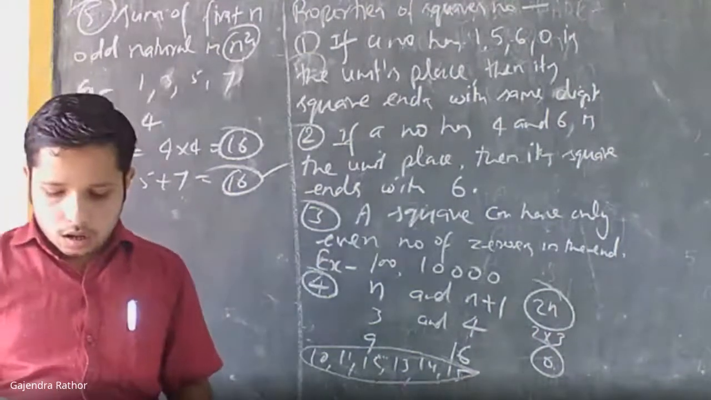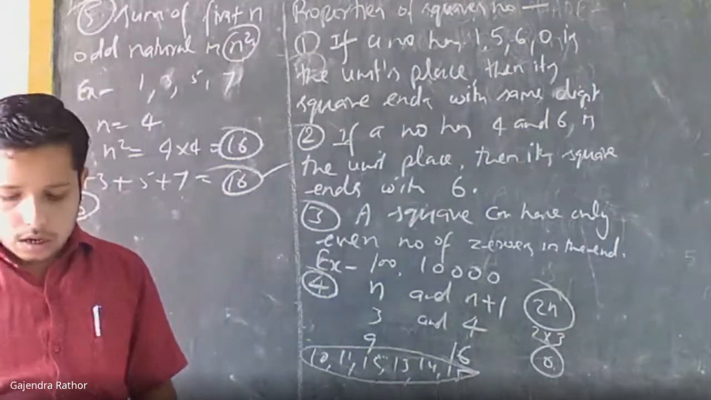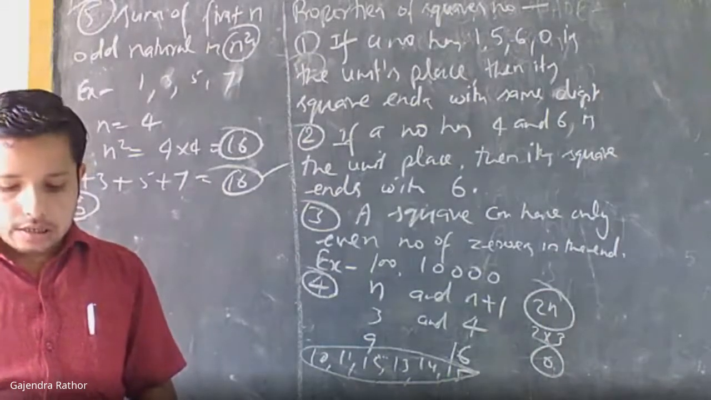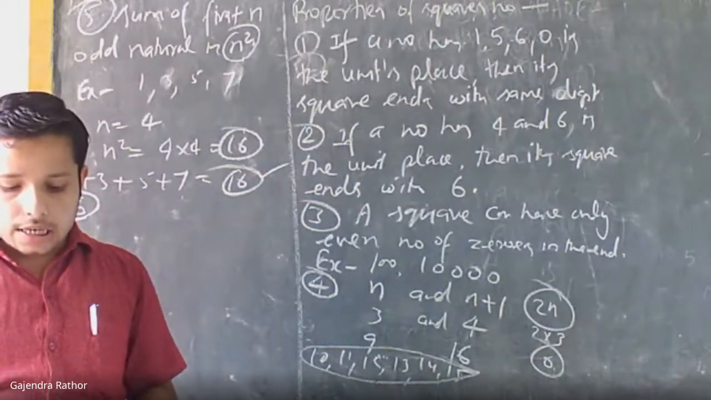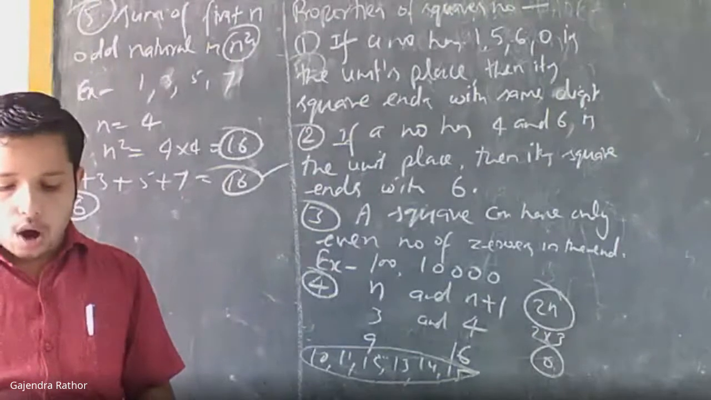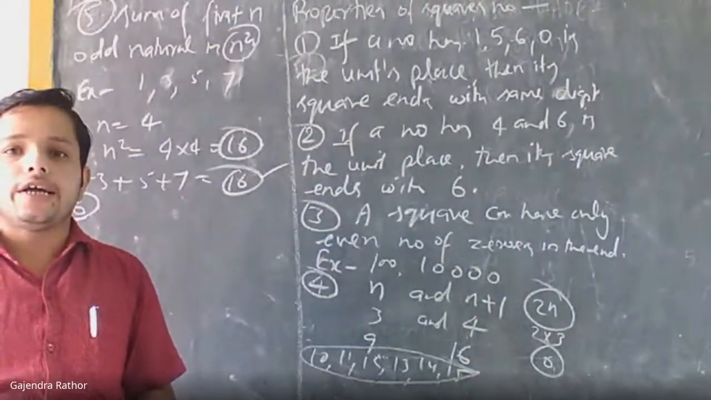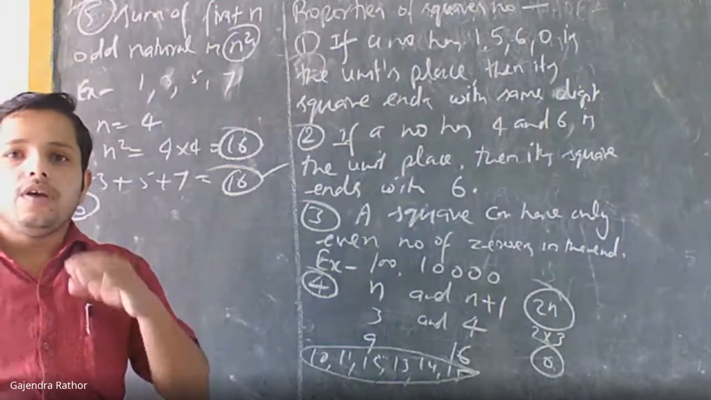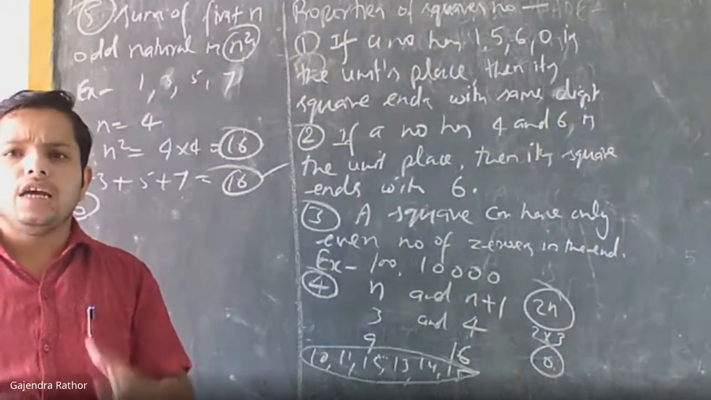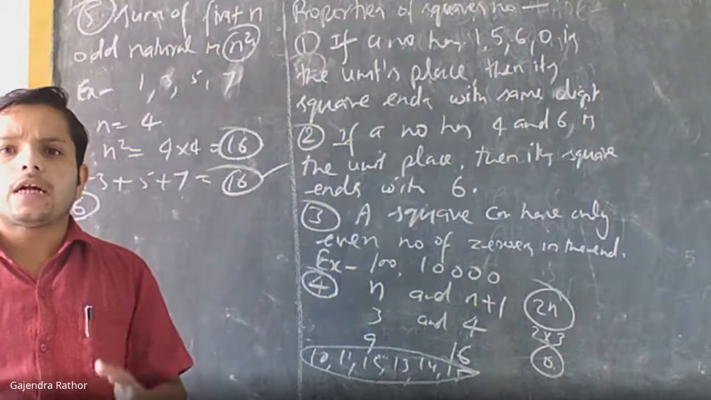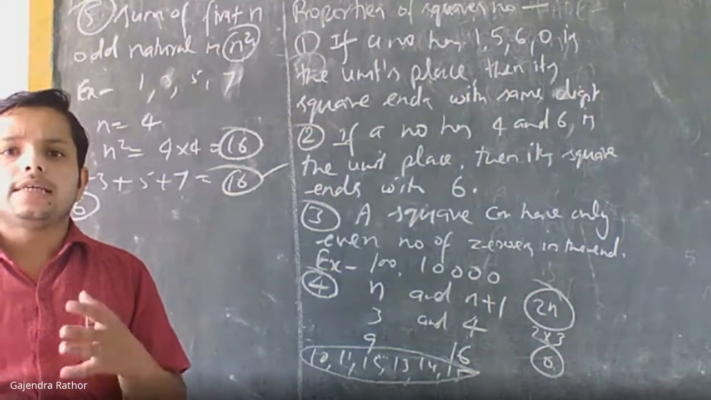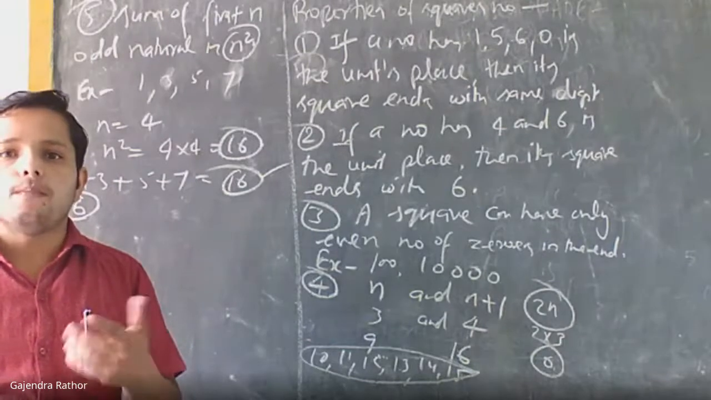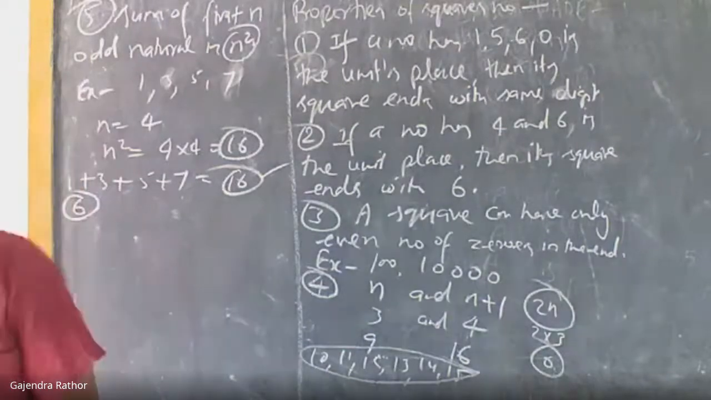Okay. A natural number can be expressed as a sum of successive odd natural numbers starting with 1. It means we can express any perfect square number as a sum of successive odd numbers from 1. Take any number.